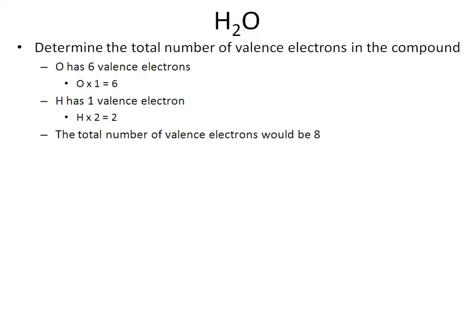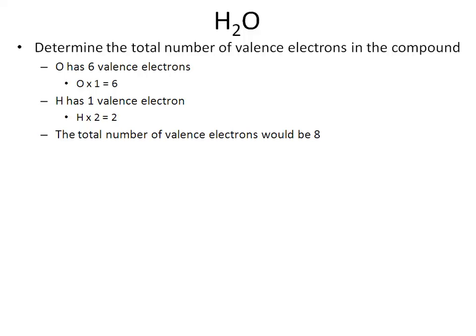Hydrogen is in group 1, so it has 1 valence electron, but we have 2 hydrogens. So we have to look at the total amount. And when you have the 6 valence electrons for the oxygen plus the 2 total for the hydrogen, your Lewis structure needs to have 8 valence electrons.